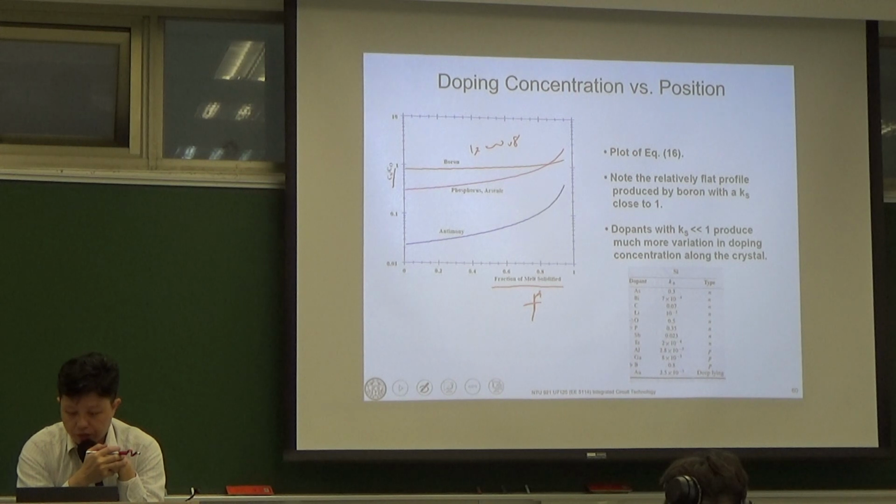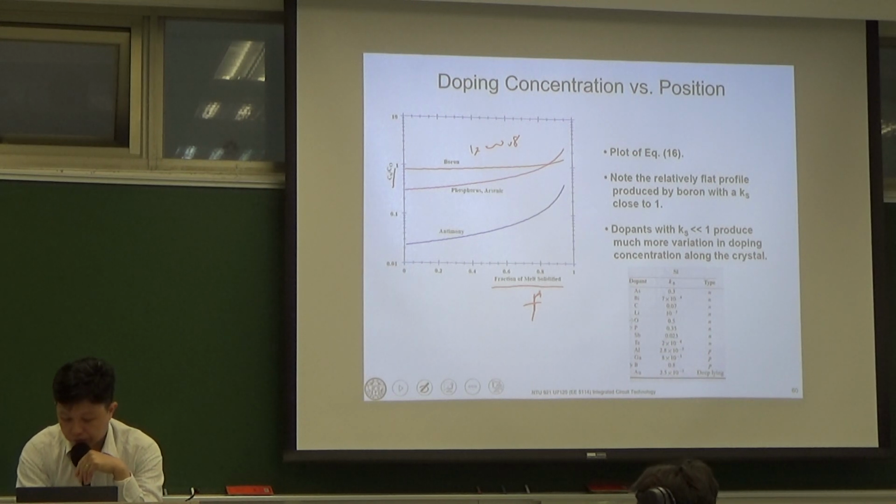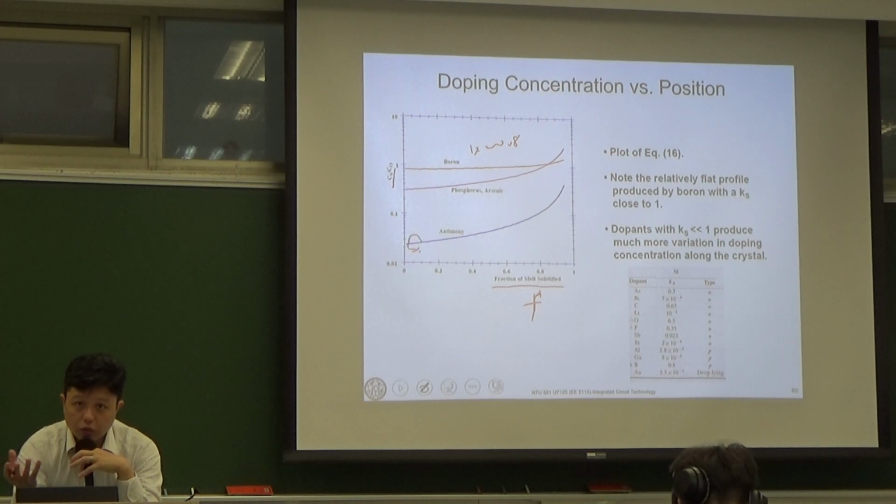And if you have a segregation coefficient less than 1, then from the beginning to the end, the impurity concentration in your ingot will vary a lot. For example, with antimony, if you compare the concentration in the beginning to the end of your growth process, the impurity concentration increases a lot. You get one order of magnitude difference.